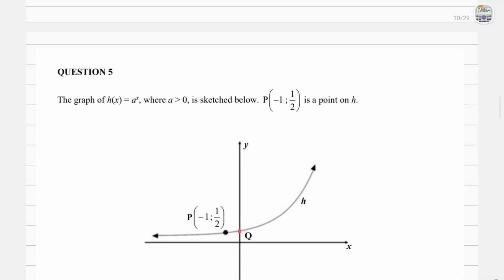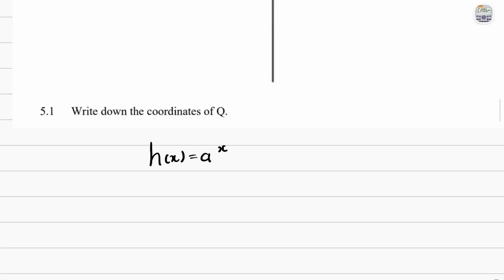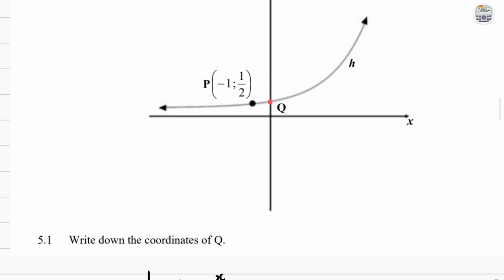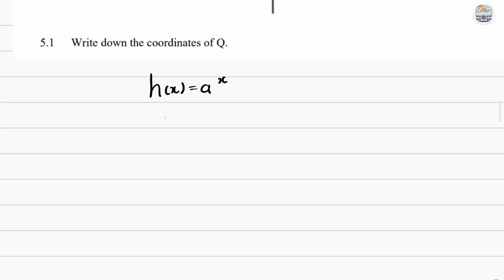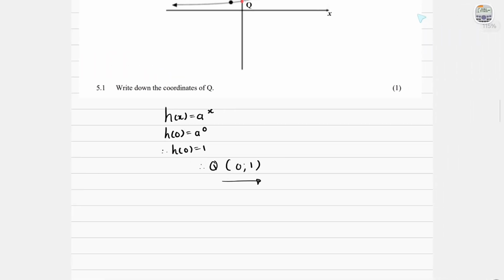We can simply take the equation of h of x as it is, h of x equals a to the power of x. And because Q is the y-intercept, this is the point where x is equal to 0. So in place of x, we say 0, so a to the power of 0. Anything to the power of 0 is equal to 1. So therefore, Q is simply (0; 1). And that is our answer. Moving on to the next question.